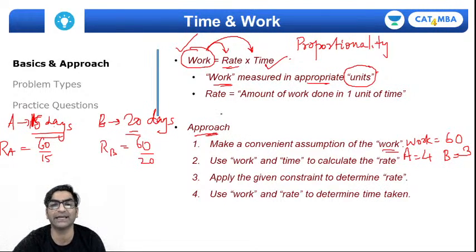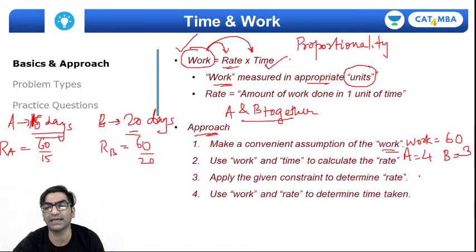Now what is the question saying? What happens if A and B work together? If people work together, then their rates will get added. So you determine the group rate, which here will be 4 plus 3, that is 7 units a day.